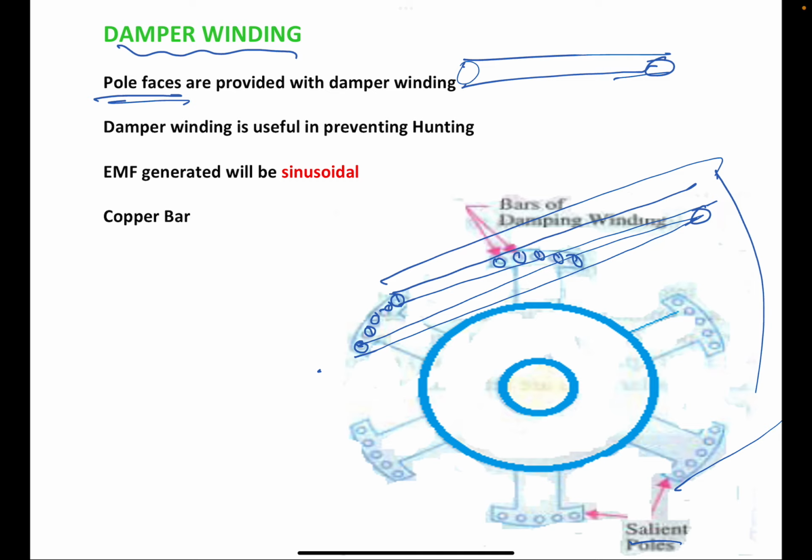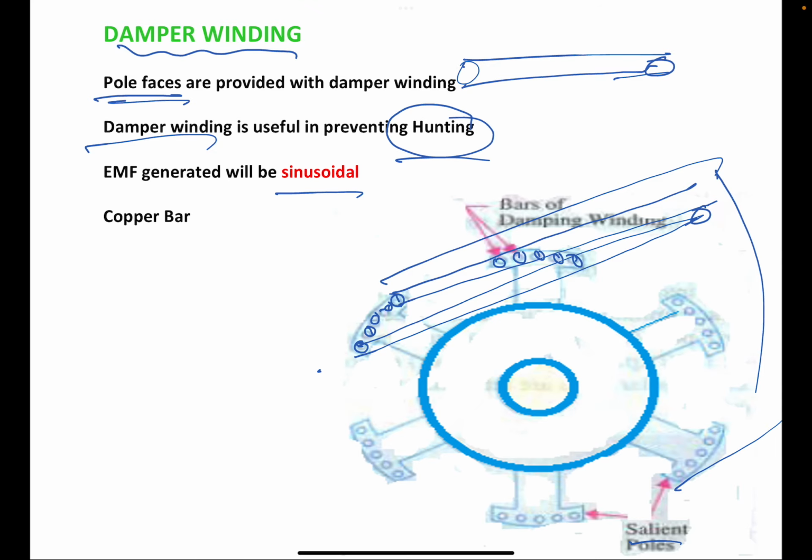So why are the damper bars placed here? It is used to prevent hunting. Just keep this word aside. A separate 30-minute class is required for the hunting concept. We will concentrate on that and definitely discuss it in detail. So with these damper bars, we are able to avoid the hunting.